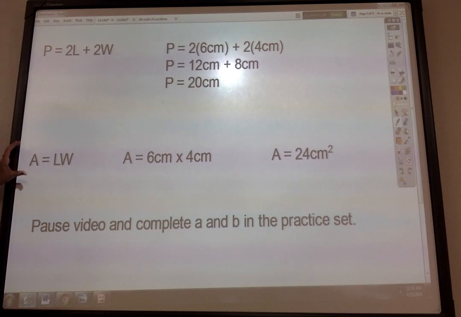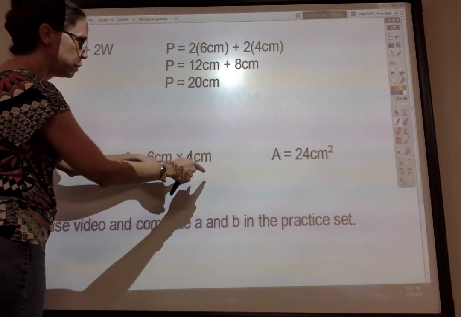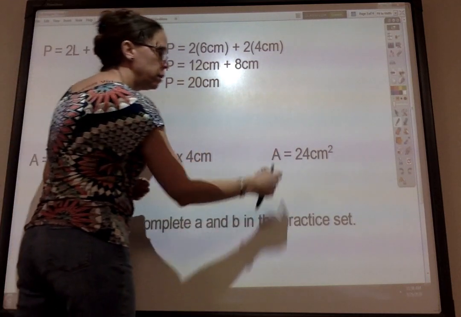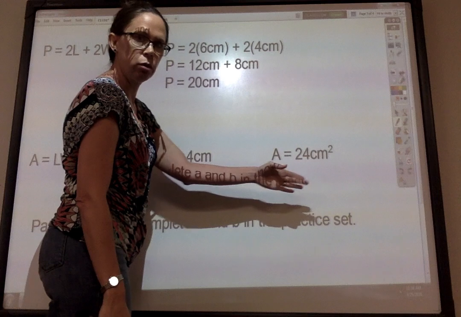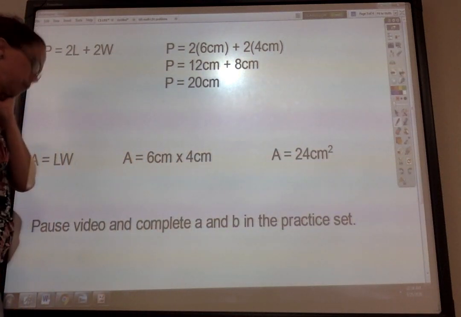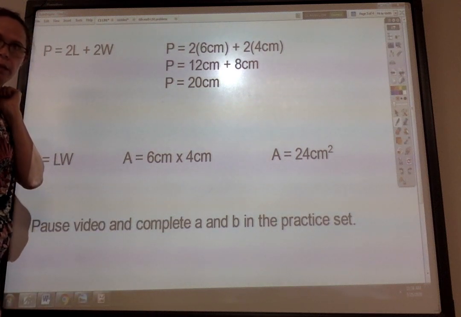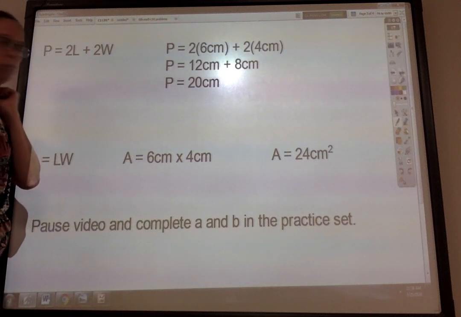Okay, now our formula for area is length times width. So I say my length is 6 centimeters times my width of 4 centimeters, and my final area is 24 centimeters squared. Okay, hopefully you got those correct. Go ahead and pause the video and do A and B in your practice set, and then start it up again and we will check it.